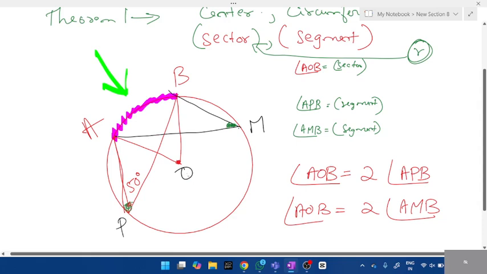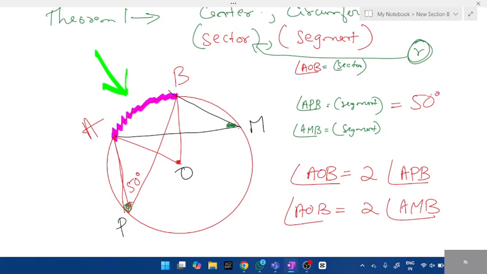Now find the answer. All of you will find the answer. I want you all to find the answer for AOB and AMB. APB is given. APB is 50 degrees. First find the direct values. Reasons I'll tell you how to write.